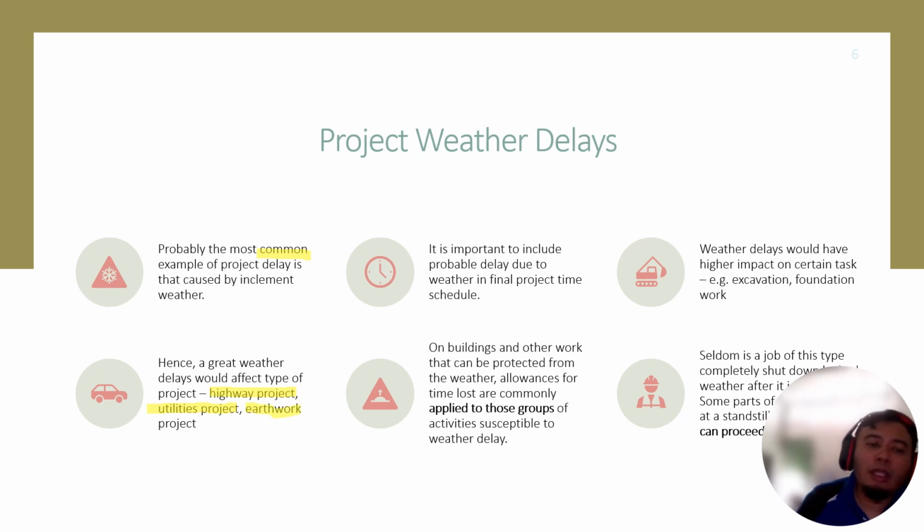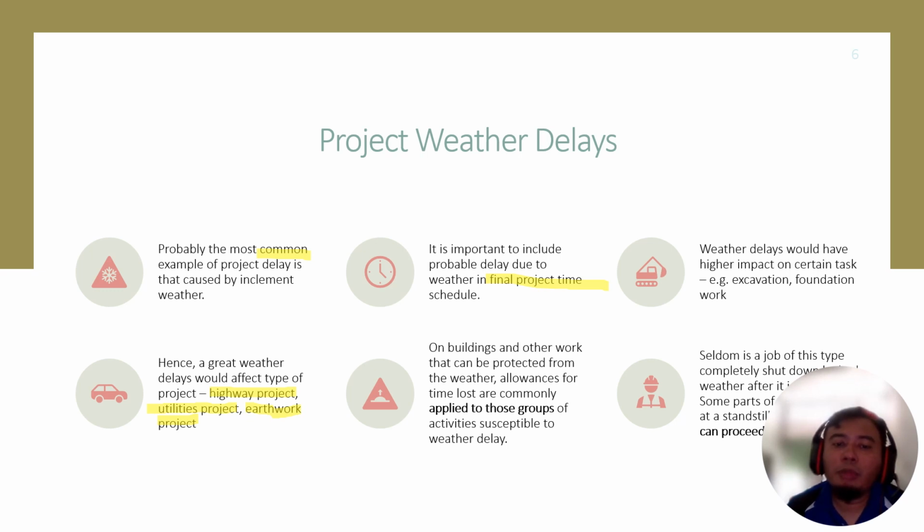And the last one is a project that is usually at the start. For example, at the start of a residential area project, earthwork needs to be carried out first, and earthwork is heavily affected by weather. It is important to include probable delay due to weather in the final project time, as we mentioned earlier. So in the final total project duration, you add more time just for the weather delays. For example, in Malaysia during the monsoon season at the end of the year, should your project start at the end of the year, you need to consider adding more time to your project time to make up for weather delays.